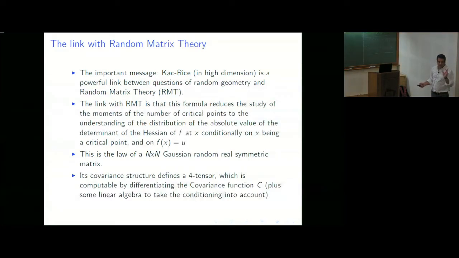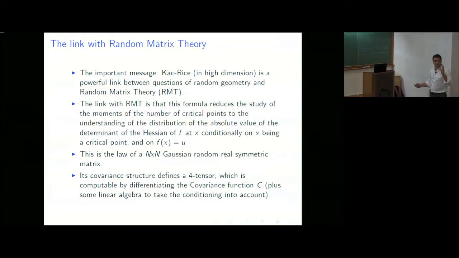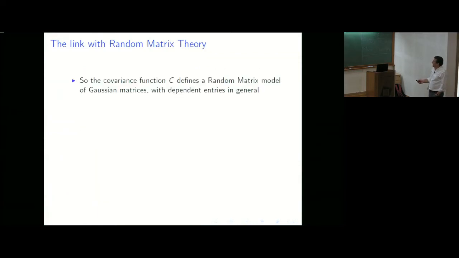It may be a complicated thing because this Gaussian symmetric matrix may have correlations. So the covariance structure of this matrix defines a 4-tensor, which is the correlation between the entry ij and the entry kl. You have a certain 4-tensor, which you can compute by differentiating the covariance function of f plus some linear algebra. So, in fact, there is a map from the covariance function, which defines your function, to a random matrix model of Gaussian matrices with dependent, correlated entries in general.